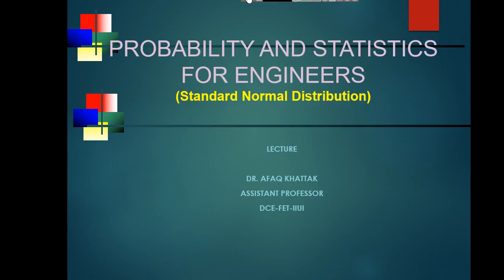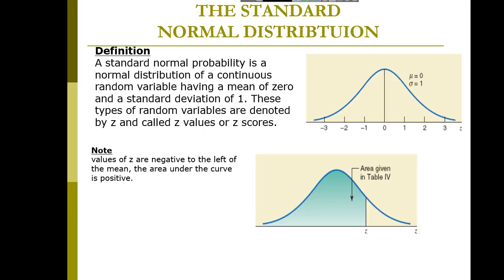Today we are going to discuss standard normal distribution. Previously, in last week's lecture, we discussed normal distribution and histograms. In this lecture we will study normal distribution and standardization of normal distribution. So what is standard normal distribution? Standard normal distribution is a normal distribution of a continuous random variable having mean 0 and standard deviation 1.